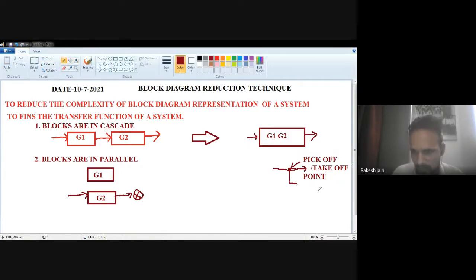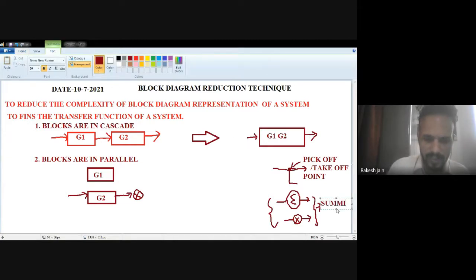And what is the summing junction? A summing junction is like this one: a circle having a summation sign, either a summation sign or a cross sign with plus and minus over there. Okay, so either this or this is known as a summing junction. Remember this. Whenever I use the term summing junction, you should understand what I want to say. So that is summing junction.